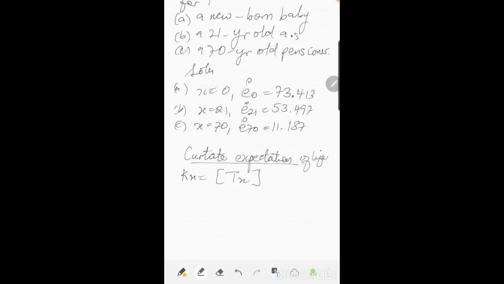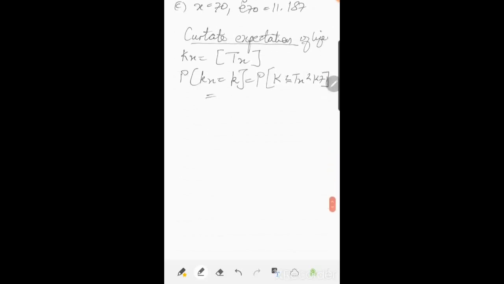So Kx is equal to the integer part of Tx. If we apply probability on this, we say the probability that Kx is equal to k, which is the probability that Tx lies between k and k plus 1. This simplifies and gives us k less than or equal to Tx less than k plus 1, which is just the same as kPx times qx plus k.